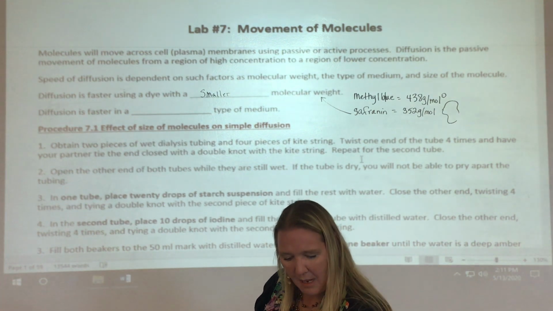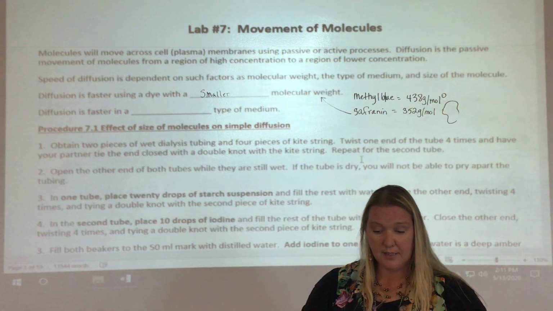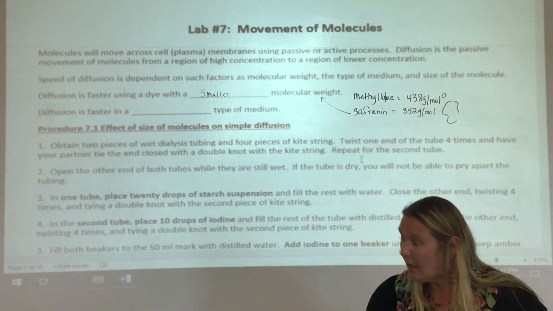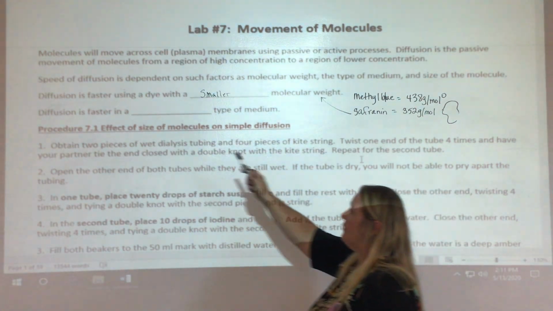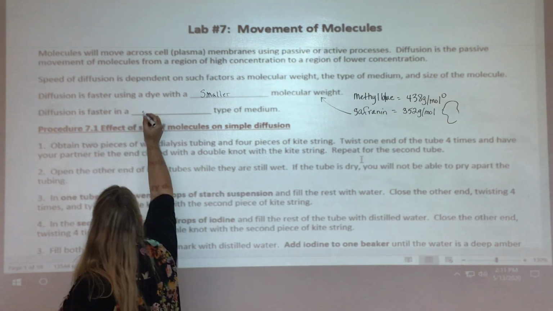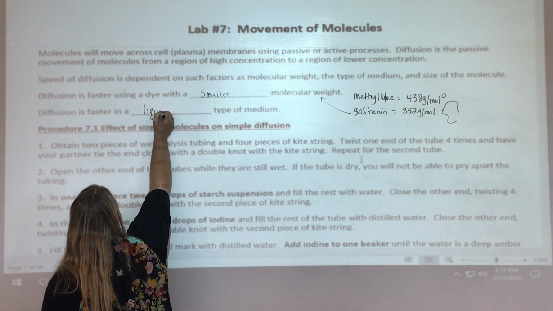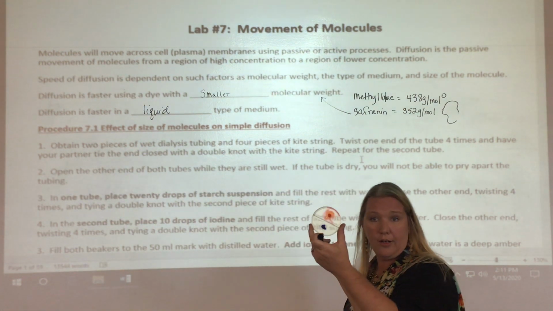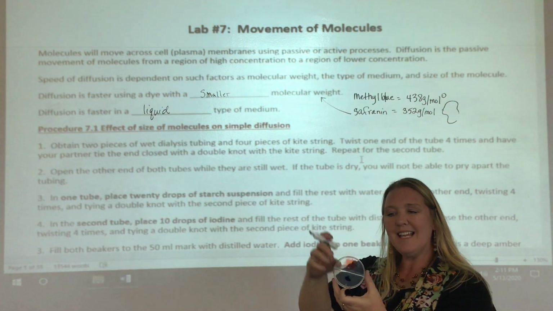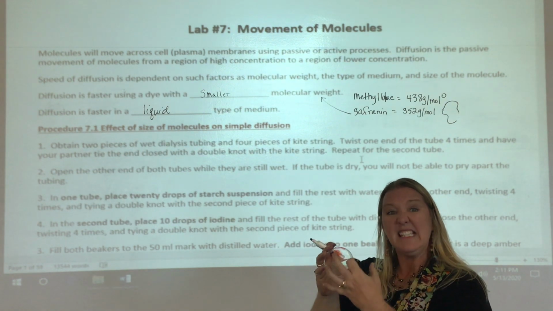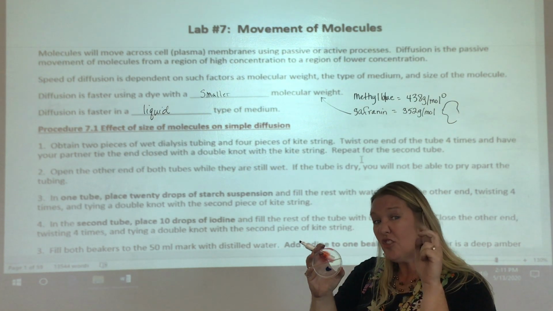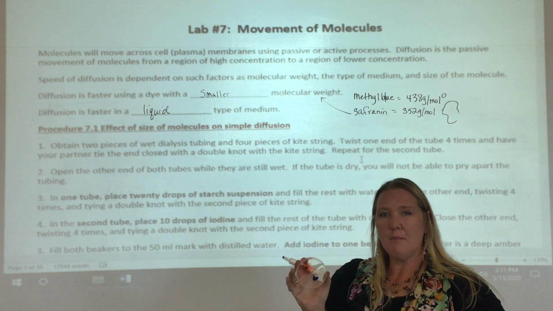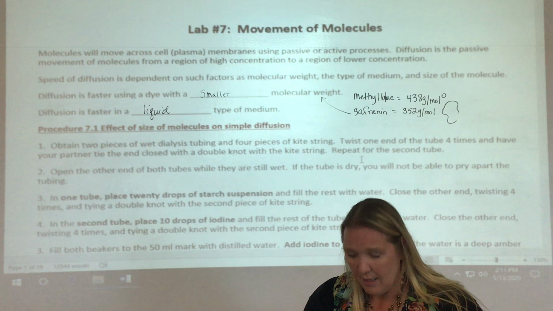So in our example here, and I'll pull that up in just a second to see when I see it all the way through, in our lab, diffusion is faster in a liquid medium than it is in an agar medium, okay? So the more dense, the more thick, more viscous and solid-ish, that whatever it's moving through is, the slower it's going to move.